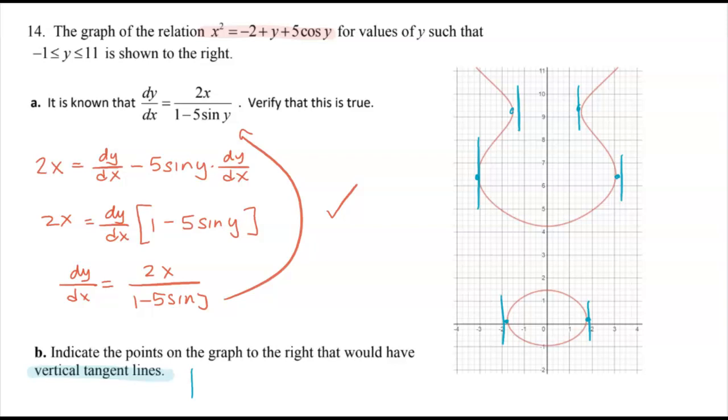These are all, by the way, solutions to when the denominator is equal to 0. And that's what's going to happen. We divide by 0, we get that undefined slope. So these are all solutions to 0 equals 1 minus 5 sine of y. So these are all times that sine of y is equal to 1/5.